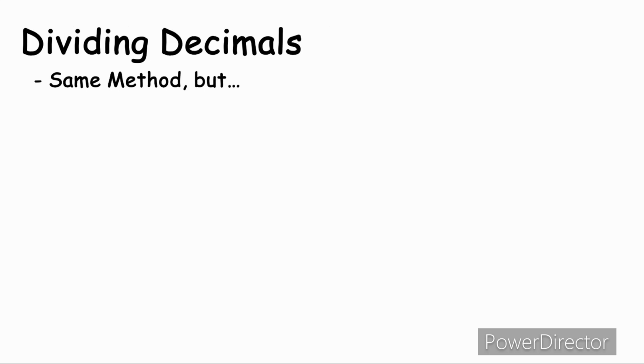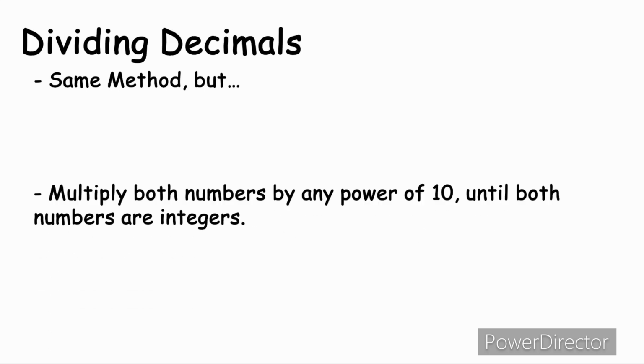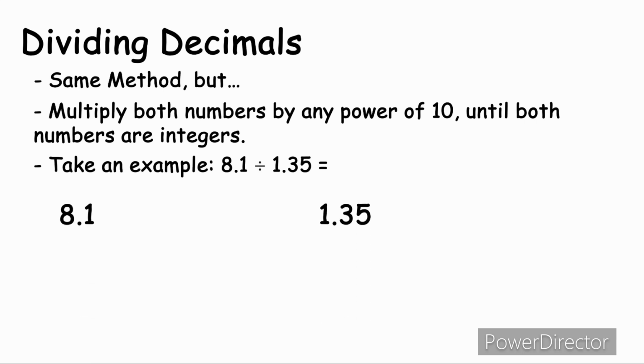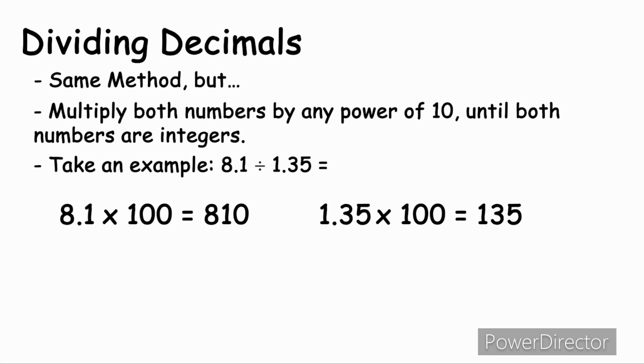For division, you also do long division, but you multiply both numbers by 10, repeating it until both numbers are integers before you calculate it. For example, 8.1 needs to be multiplied by 10 to get an integer, where 1.35 needs 100. Both numbers need to be multiplied by the same number, thus we will get 810 and 135. Afterwards, we do 810 divided by 135, which will give us a 6, which is the answer.